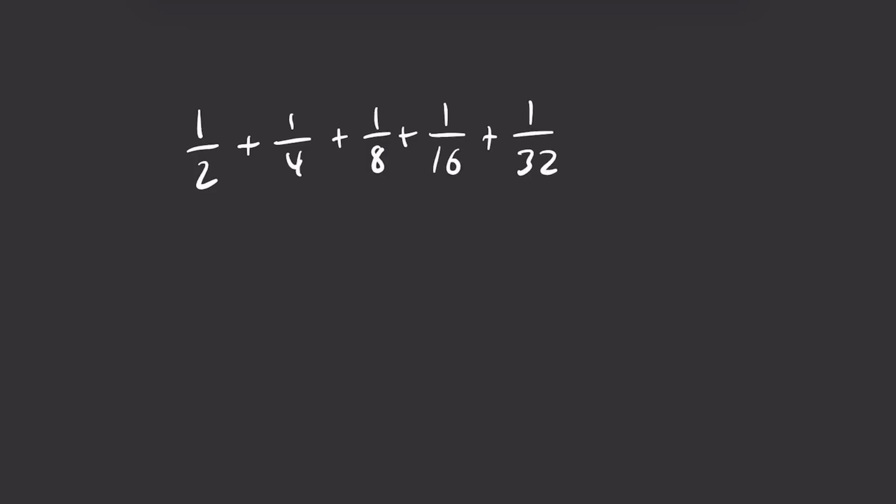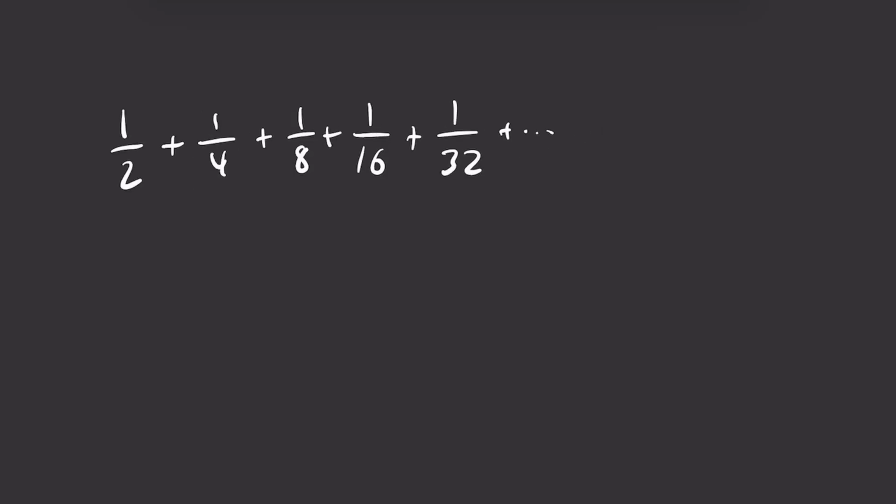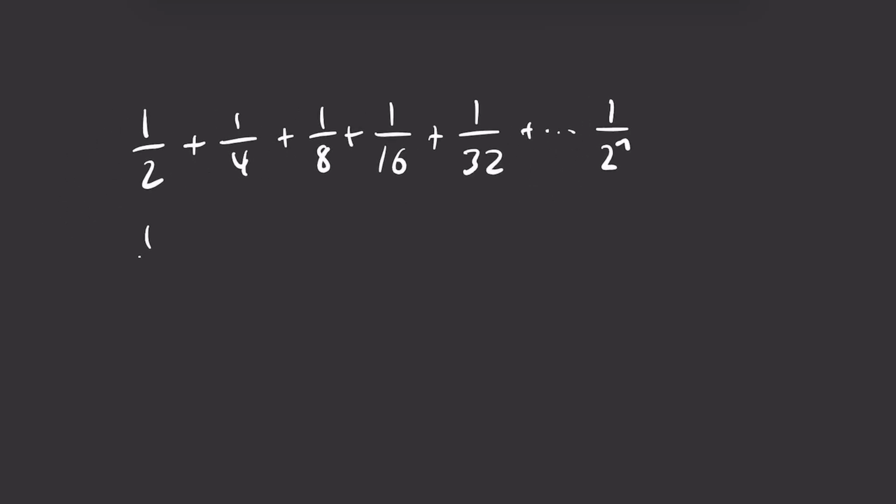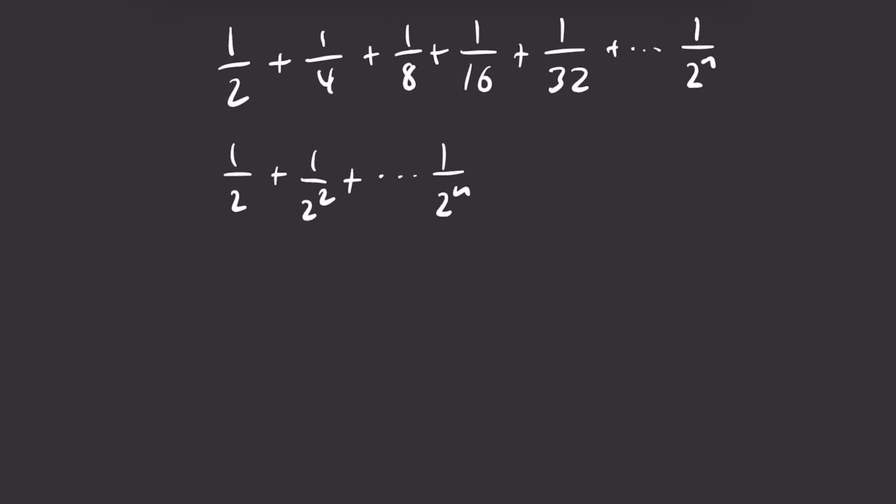I'm going to be looking at what happens when I just keep adding 1/2 to 1/4, which is 1 over 2 squared, plus 1 over 8, plus 1 over 16, plus 1 over 32, dot, dot, dot, all the way to 1 over 2 to the n. So I'm going to rewrite this as 1/2 plus 1 over 2 squared plus dot, dot, dot, all the way to 1 over 2 to the n. Is there a pattern that this follows? Is there some type of number that this approaches?